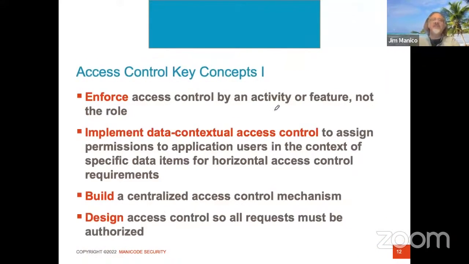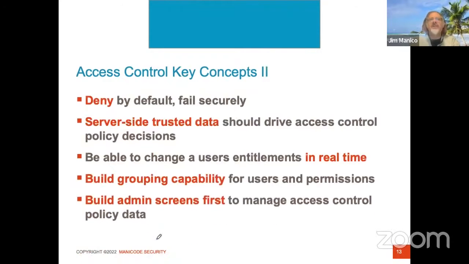And here's some other ideas with access control, right? We want to enforce access control by the activity or feature name. We want to do data specific access control. We want a central access control mechanism. We want all requests to go through an access control layer. We want to make sure if anything goes wrong, we deny access by default and fail in a secure way. Use the right data to drive access control problems and make sure you can change a user's configuration in real time and it takes effect right away.